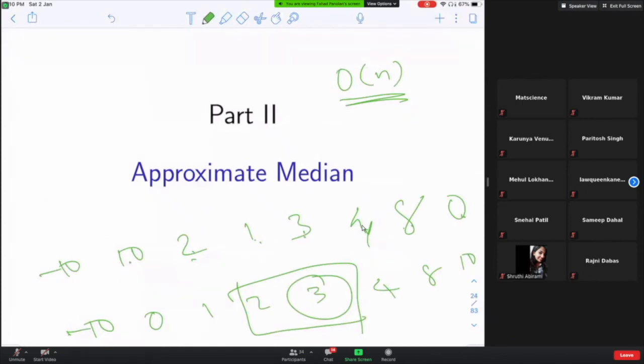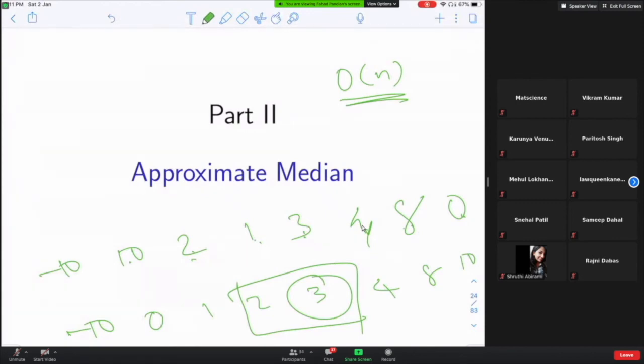It's called the BFPRT algorithm. It's a slightly more involved algorithm. So there is an algorithm like that, but it's slightly more complicated. Here we will see a very simple algorithm using partitioning. Yes, correct, using the partitioning strategy of quicksort.